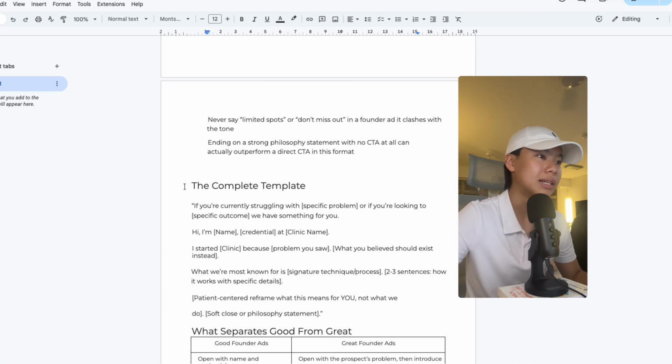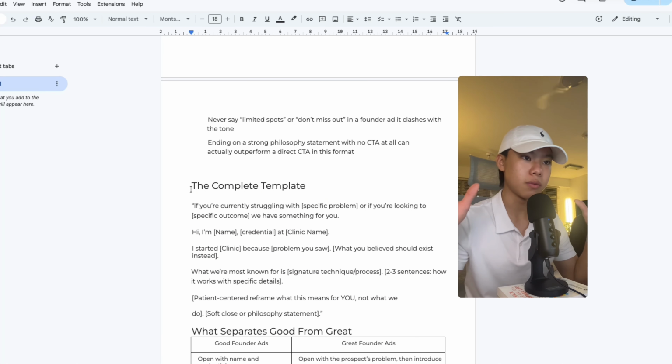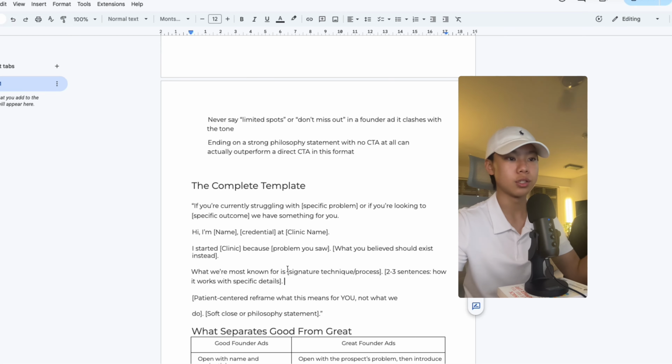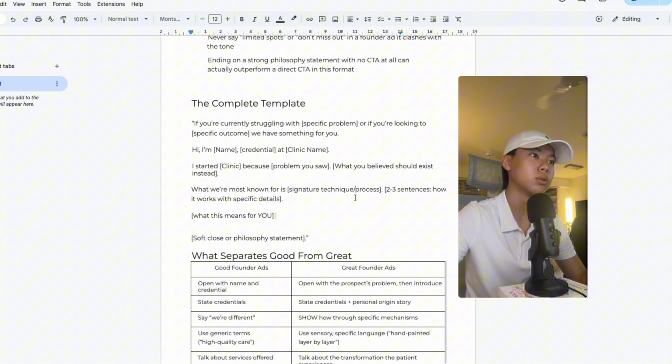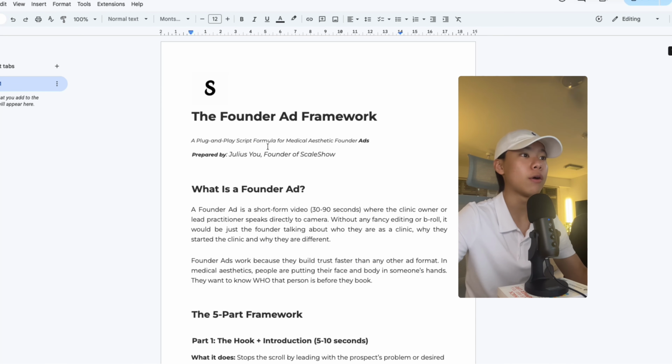Okay, so here's the complete template that you can follow. If you're currently struggling with a specific problem or looking for a specific outcome, we have something for you. Hi, my name is this, I have a credential of this, and I am at clinic name. I started this clinic because of the problem that I solved and what you believe should exist next. And what we're most known for is the signature technique or process, with 2 to 3 sentences on how it works with specific details, what this means for you, and a soft close or philosophy statement. Okay, cool. So this is the entire founder ad framework.